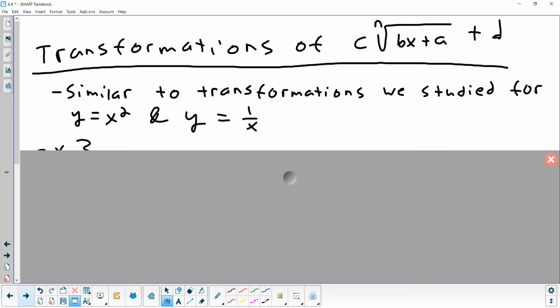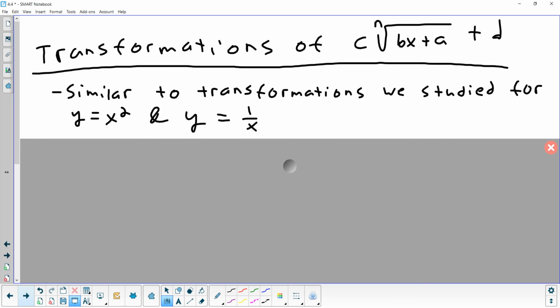So, transformations. This is similar to the transformations we've done on everything else all year. I'm not going to write everything down in detail, but I have an example of the A, the B, the C, and the D. And if you want to write it, you can. I'll say it. But let's start with the A.